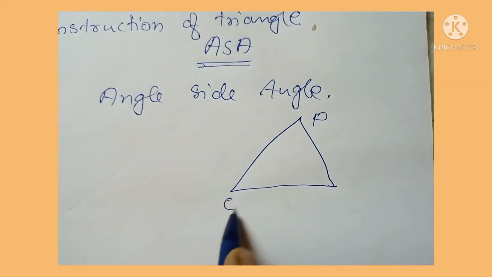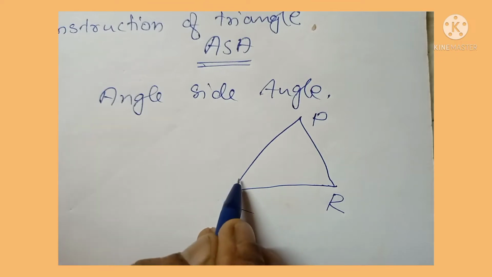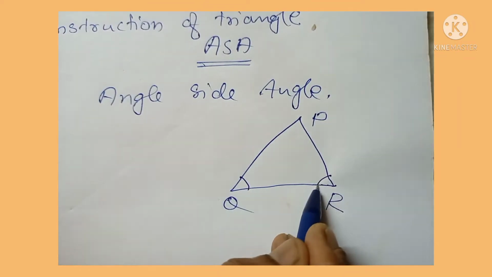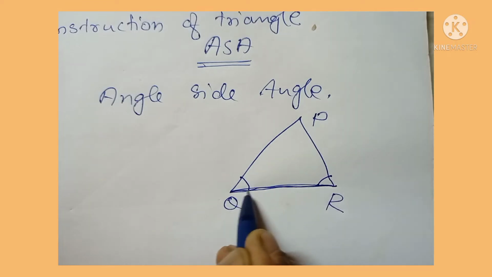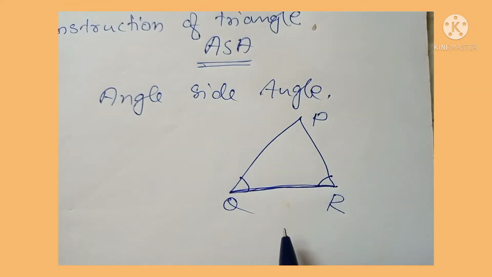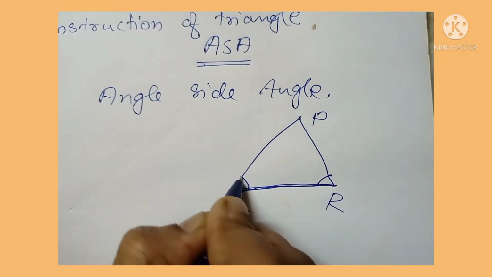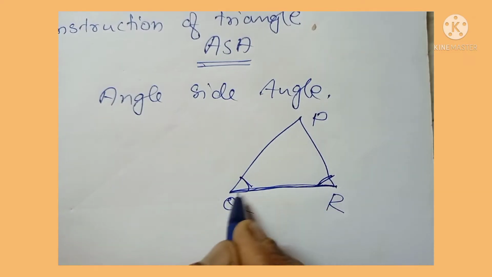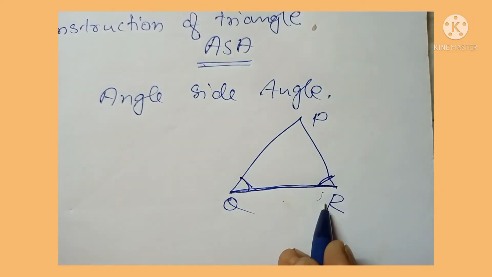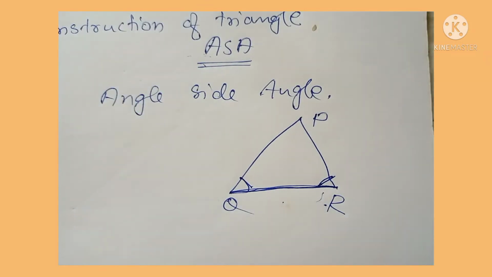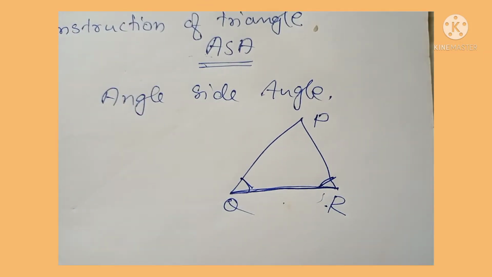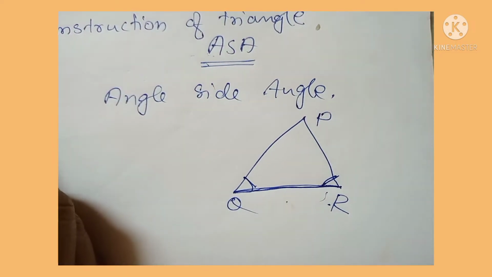Let it be PQR. Here if angle Q and angle R are given, and also the included side, that is QR. So Q and R are given and QR is given. The side QR is given. We can construct a triangle using this. That is ASA. So let us do one example.